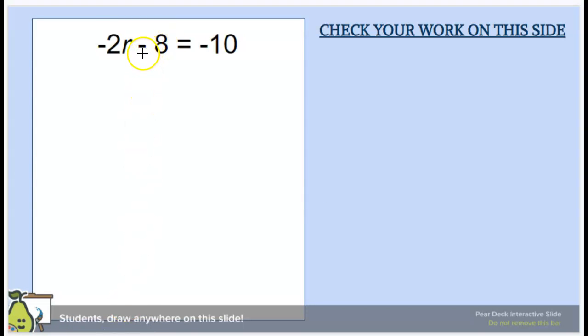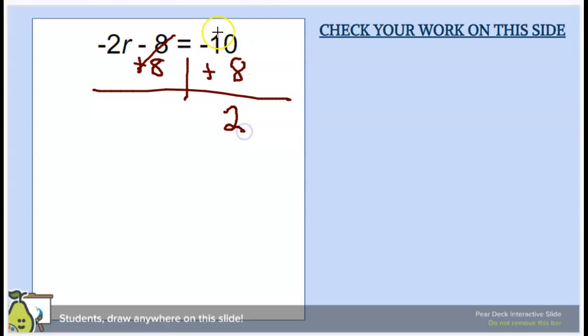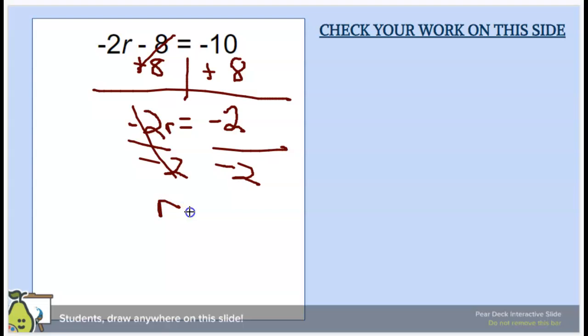Okay, again, we have a subtraction. So we're going to do the inverse of subtraction, which is addition. Whatever I do to one side, I have to do the other side. Same sign, add and keep. Different signs, subtract. So 10 minus 8 is 2. And there's more negative, so it's going to be negative 2 equals, what we have left over here is negative 2r. So I'm going to take a negative 2 and divide it by a negative 2, which is just 1.